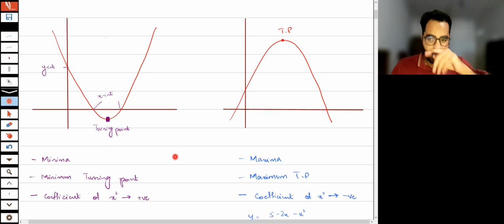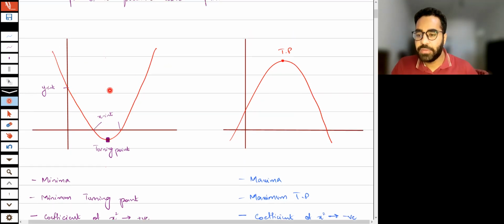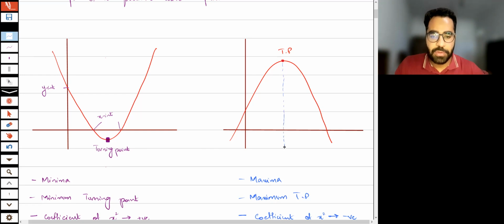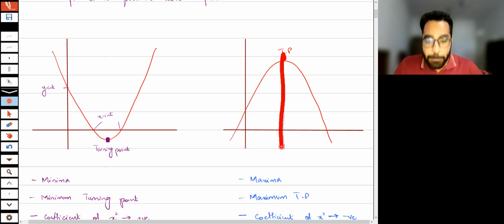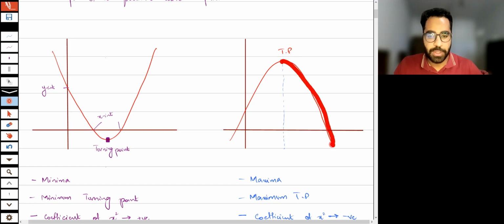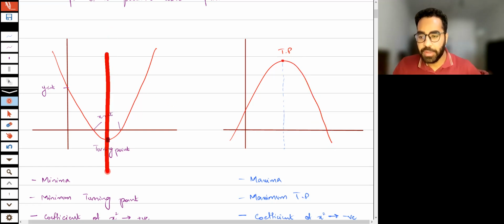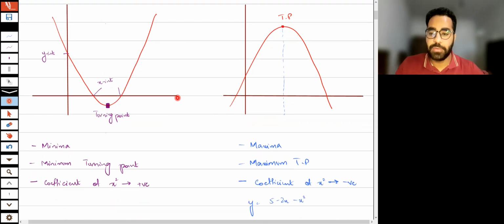One thing that I missed is that this parabola is symmetric about the line of symmetry. This will be the line of symmetry. Line of symmetry is the vertical line that passes through the turning point. Symmetry means that the left hand side of the turning point would be exactly identical to the right hand side. If I fold this side along the line of symmetry, it would be exactly replicated on the other side. Similarly for this, this part is exactly identical to this part. That helps you in sketching the quadratic curve.